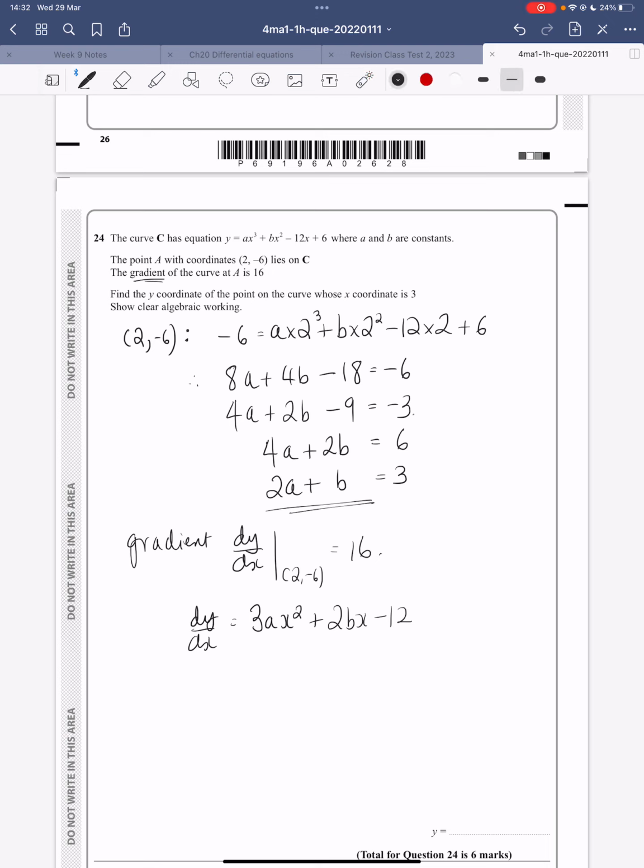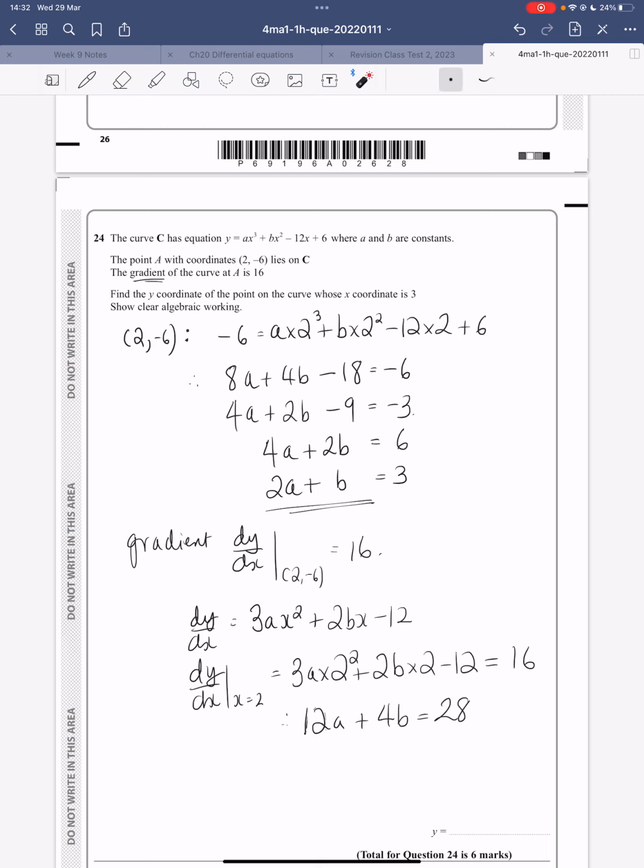So when x is 2, it equals 3a times 2 squared plus 2b times 2 minus 12, and that equals 16. So 12a plus 4b equals 28. 3 fours are 12 with the a there, 2 twos are 4 with the b there, and the 12 combines with the 16 to make 28. Then we can divide by 4. I've got 3a plus b is 7.